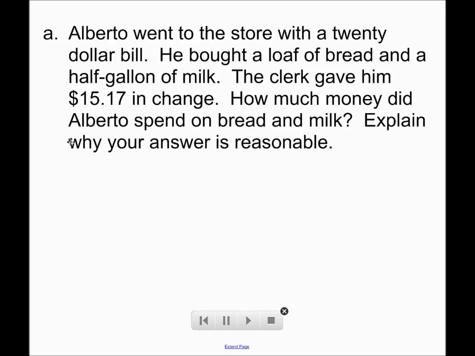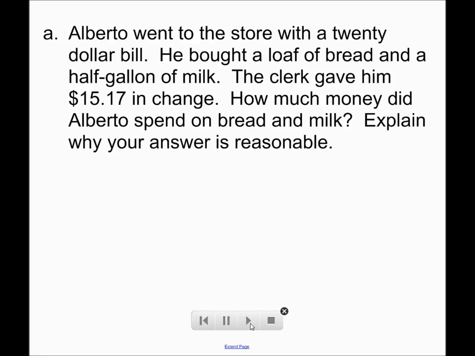Example A: Alberto went to the store with a $20 bill. He bought a loaf of bread and a half gallon of milk. The clerk gave him $15.17 in change. How much money did Alberto spend on bread and milk? And we also need to be able to explain why our answer is reasonable.